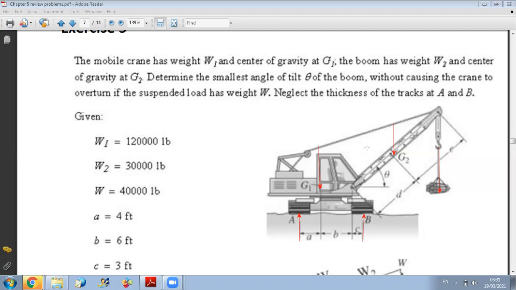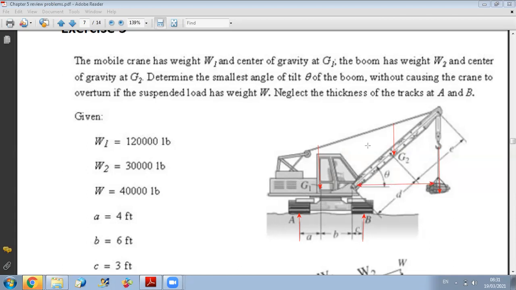Why? Because here, if I increase my angle, the variation of the angle will affect this distance, and therefore will affect the moment caused by this part.